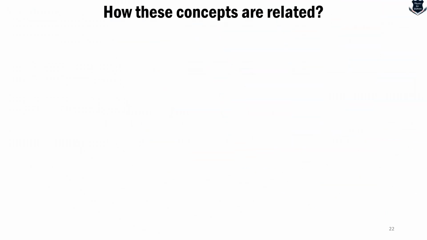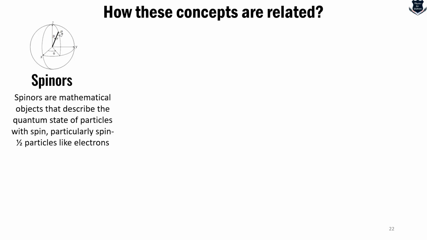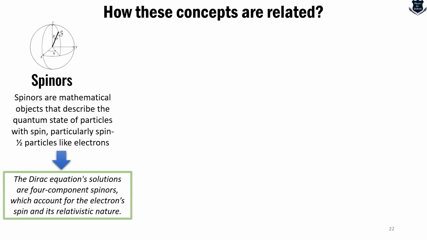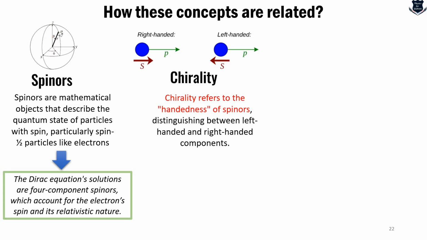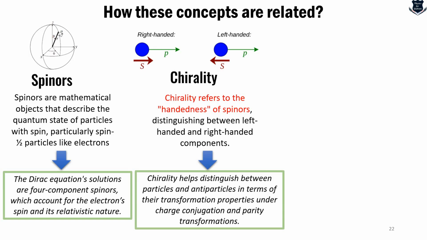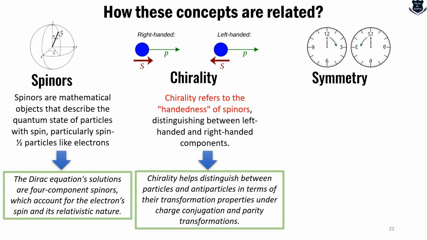So first we talk of the spinors. These are mathematical objects which describe spin half, and Dirac equation solutions are 4-component spinors. So we need to know the spinors. Chirality, we have already looked into it. You see the diagram shows left-handedness and right-handedness, and it helps to distinguish between particles and antiparticles, and because these are inherent in the Dirac equation, that would be required.